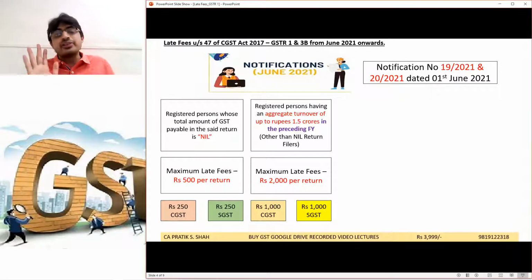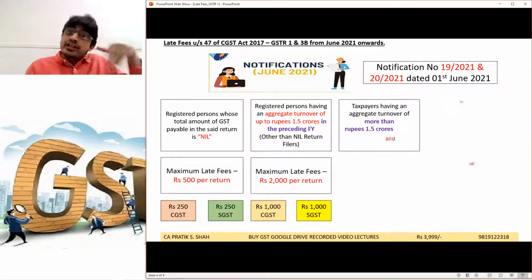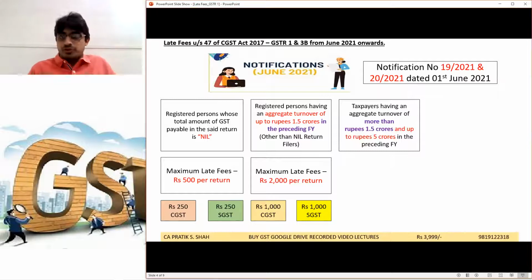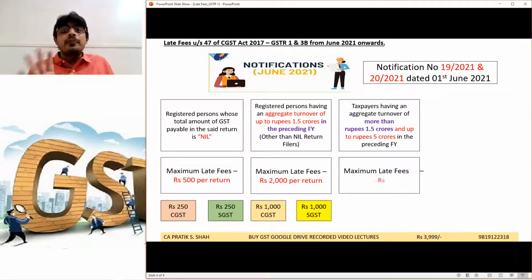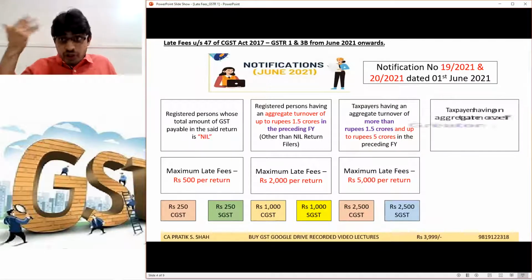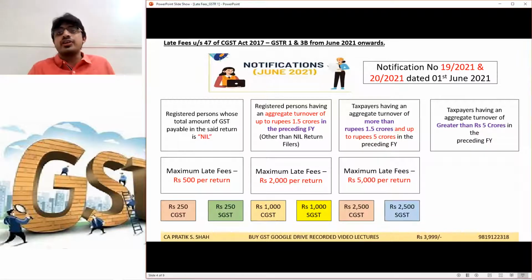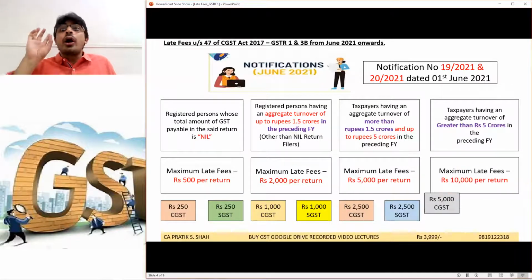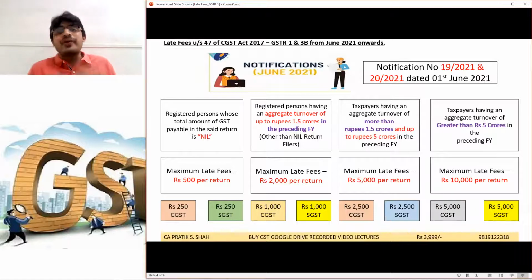1000 CGST, 1000 SGST. If my turnover in the preceding financial year is greater than 1.5 crore but up to 5 crore, my late fee applicable per return will be 2500 CGST, 2500 SGST. But if my turnover is greater than 5 crore in the preceding year, the late fee applicable is 5000 CGST, 5000 SGST. So this is how taxpayers are required to pay late fee, whether for GSTR 1 or GSTR 3B. Late fee is applicable.